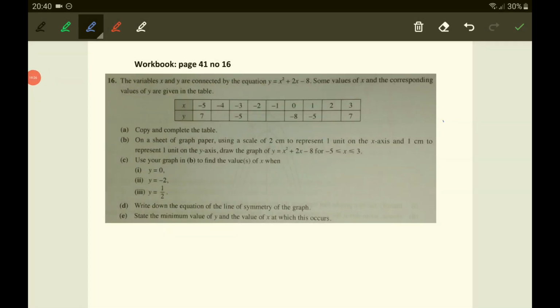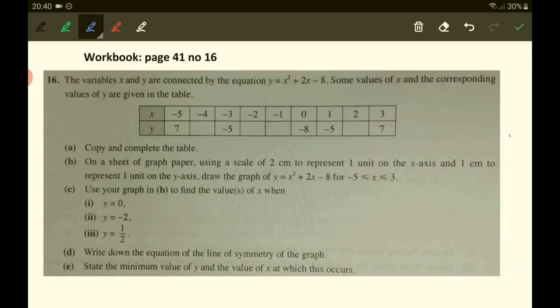Okay, now we are in the third question. This question is from the workbook, page 41, number 16. The variables x and y are connected by the equation y equal to x squared plus 2x minus 8.